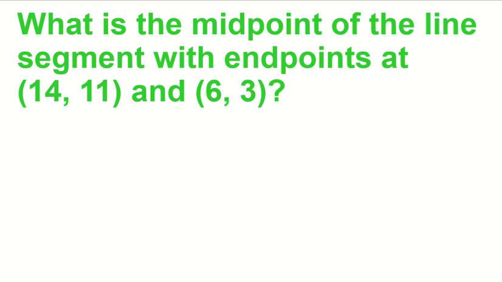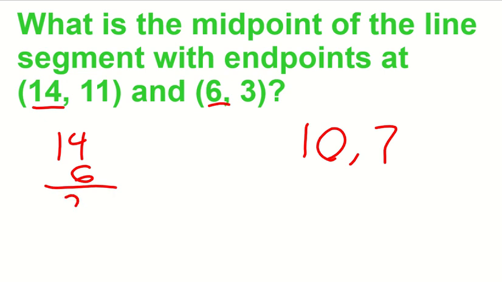All right, Jennifer, what you got? 10, 7, correct. You're literally finding, like it says, midpoint, halfway, okay? It's the halfway point. What you're doing, you add the two together, divide it by 2. So add the two x values, 14 plus 6. So if I got 14 and 6, that's giving me 20. What I'm doing then is dividing by 2, that equals 10.